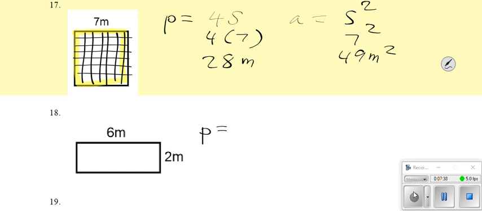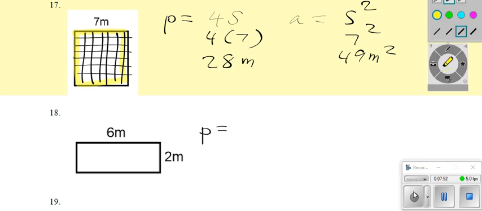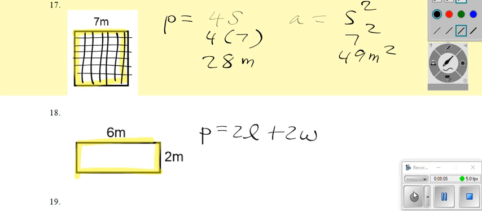For our rectangle, our formula for perimeter. Andy, how many lengths make up a rectangle? 2. How many widths make up a rectangle? 2. So if I was to highlight those two things with my highlighter here, I would have 2 lengths and I would have 2 widths. So the formula you're going to use on your test is 2 lengths plus 2 widths. And that's the formula we're going to use.